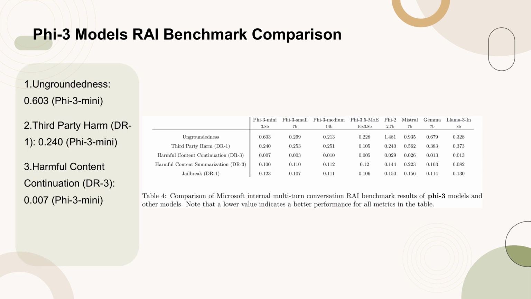Table 4 presents a comparison of Microsoft's internal RAI benchmark results for Phi-3 models against other models and multi-turn conversation scenarios. The metrics evaluated include ungroundedness, third-party harm (DR1), harmful content continuation (DR3), and harmful content summarization (DR3). Lower values indicate better performance across all metrics. Key figures include an ungroundedness score of 0.603 for Phi-3 Mini, a third-party harm (DR1) rate of 0.240, and a harmful content continuation (DR3) rate of 0.007.